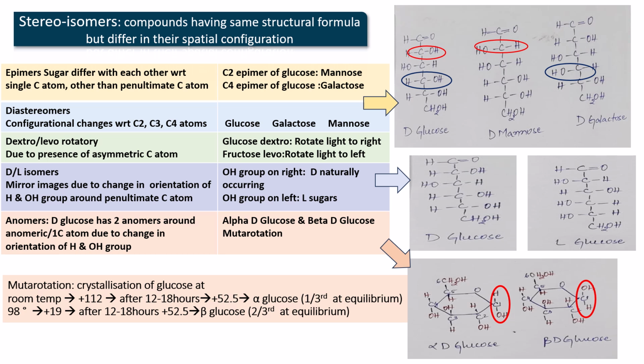And you need to remember that the glucose oxidase enzyme acts on beta D glucose and not on alpha D glucose. Now this was all about stereoisomers.